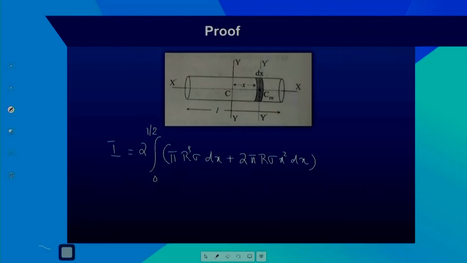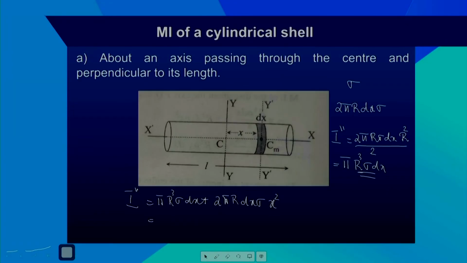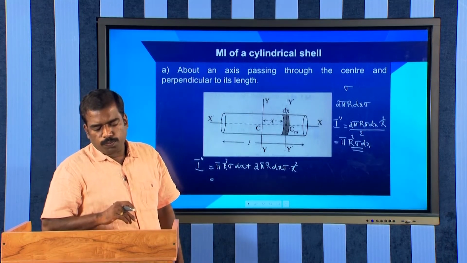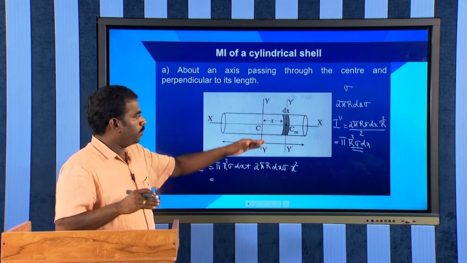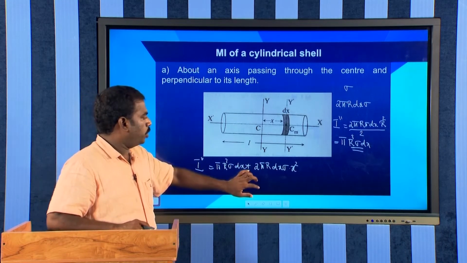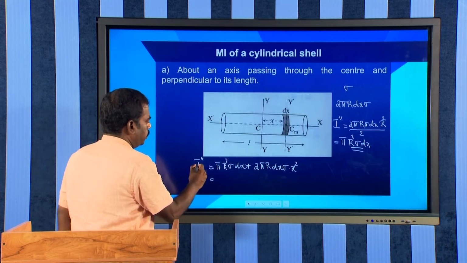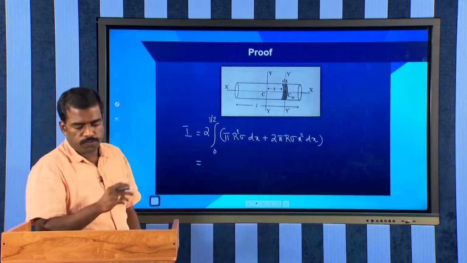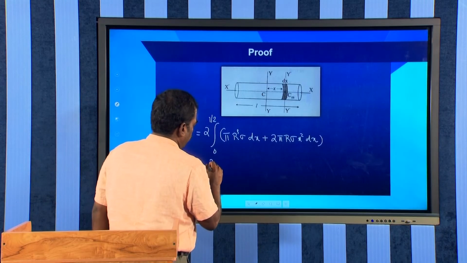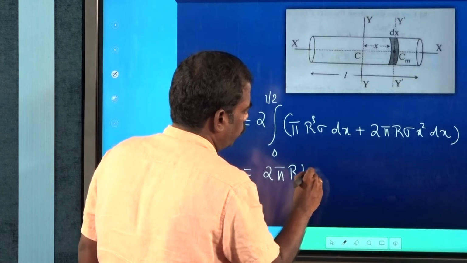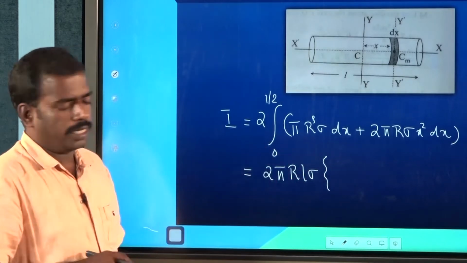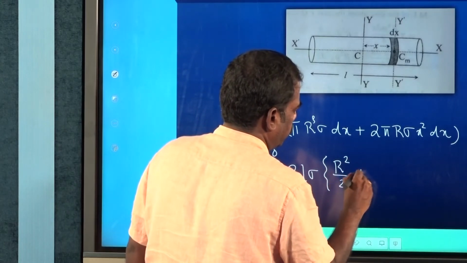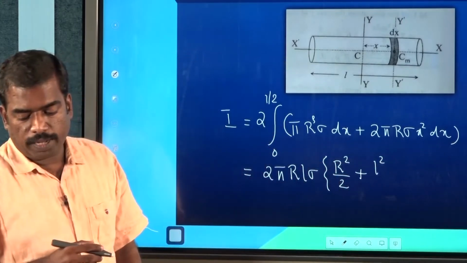Same steps, and you have to take m. What is m? M equals 2 pi r L into sigma. It will give you the mass of the cylindrical shell. So, take that outside so that you can rearrange the expression, and you will get 2 pi r L sigma. Just substitute all this and solve. So, you will arrive at the final expression 2 pi r L sigma into r square by 2 plus L square by 12.